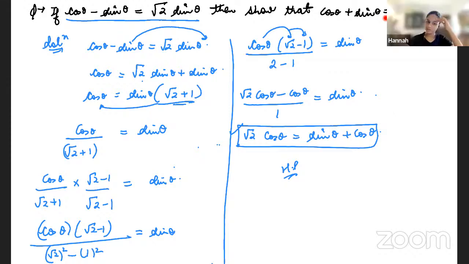So how do you know when to do what? Like you're moving it to the left and right, how do you know when? See, this question is not proved.